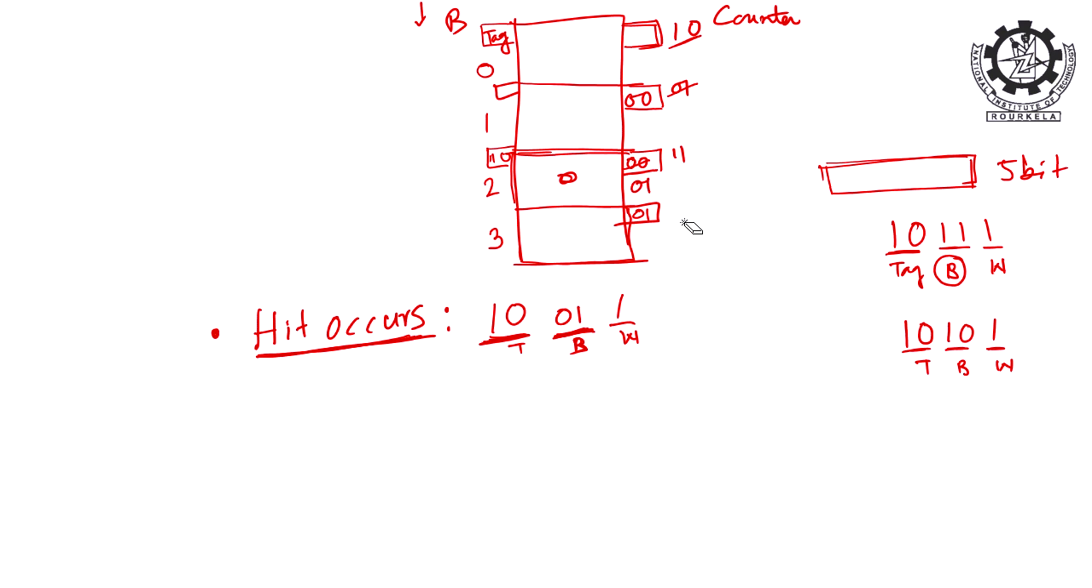So, it cannot be 0 0 both. Let me write it here once more. We have counters. Let us say this counter is 0 0, this counter is 0 1, this counter is 1 0, this counter is 1 1. Now, it is referred 0 1. So, 0 1 means this block. This block has value 0 1.